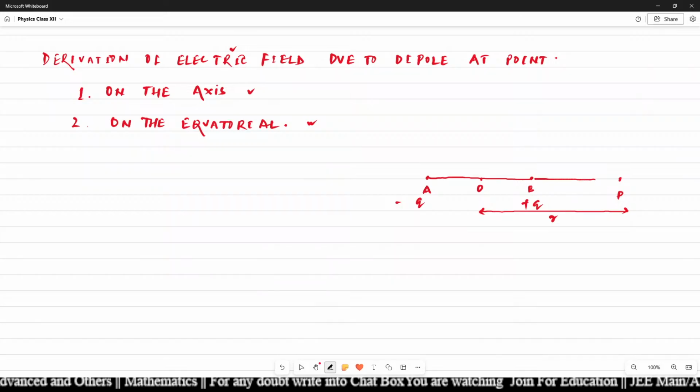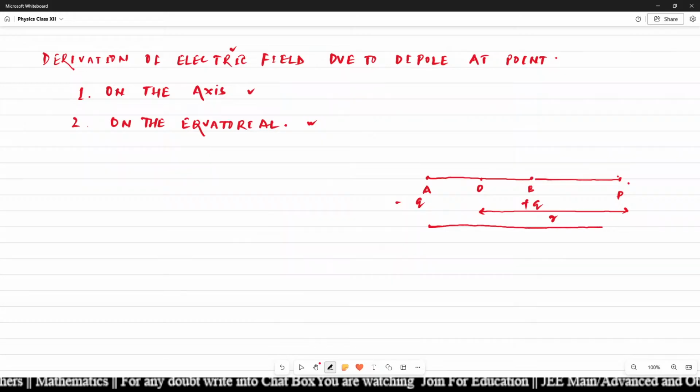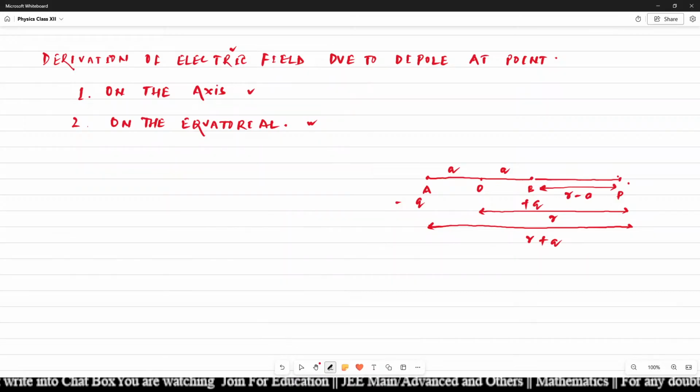So the distance of the point from A will be... the separation of the dipole is 2a, therefore AO equals a and BO equals a, therefore AP equals r plus a and BP equals r minus a. Hope there is no problem to understand the figure.